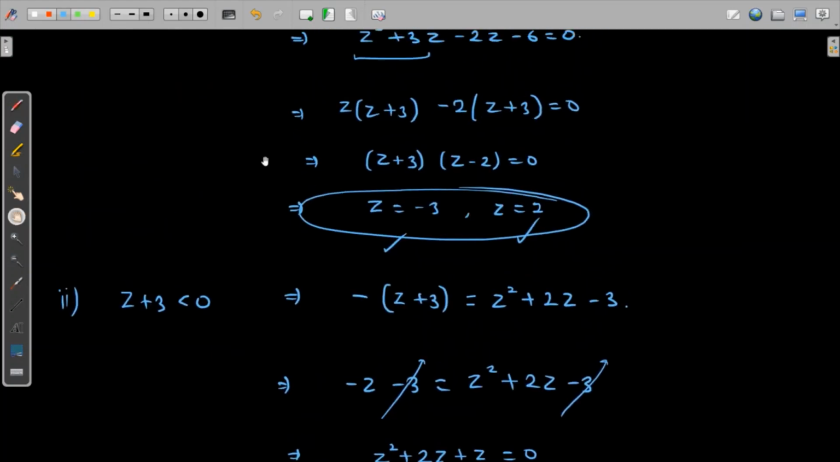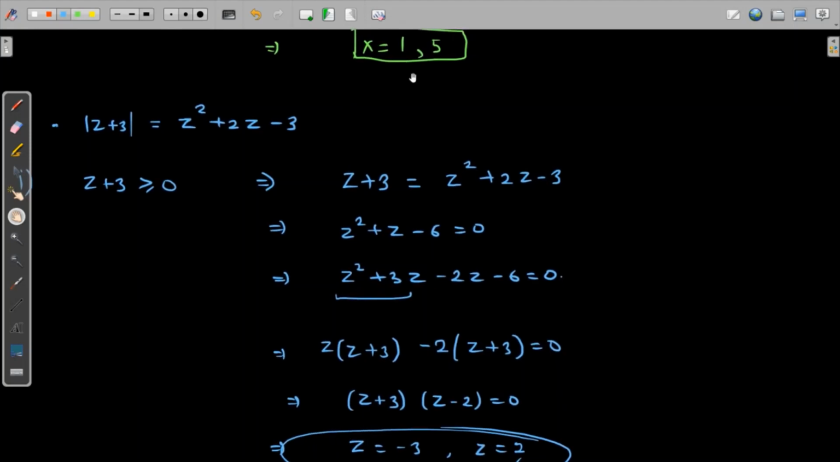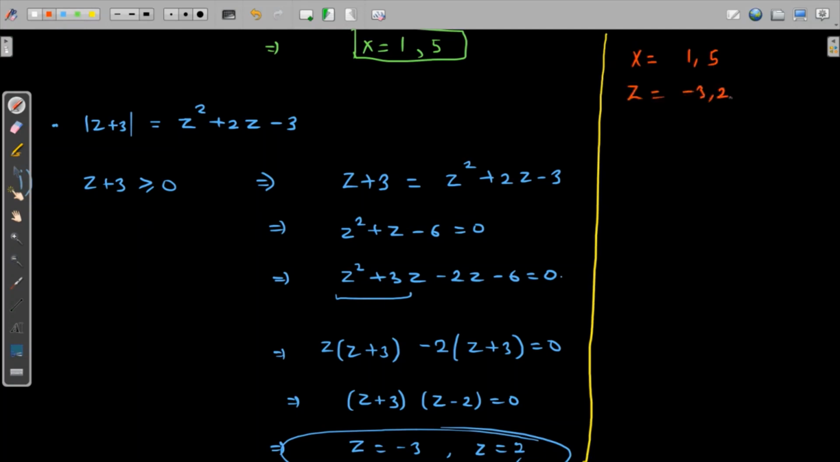All right, so what are the possible values of x and z? The possible values of x are 1 and 5, and z is negative 3 and 2. So what are the possible numbers which we get from the multiplication of these numbers? So x values 1 and 5 are allowed, and z values negative 3 and 2 are allowed. So there can be four possible numbers. Let me make a table over here, because that would be more clear.